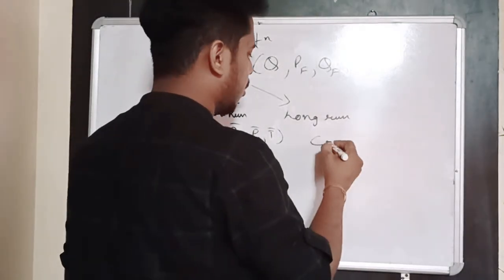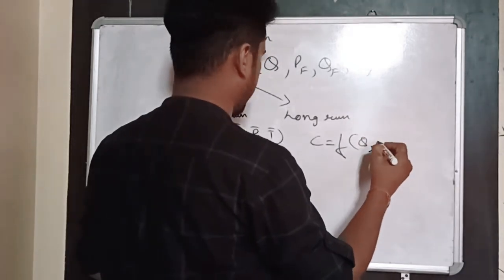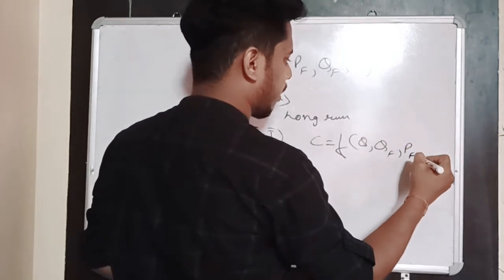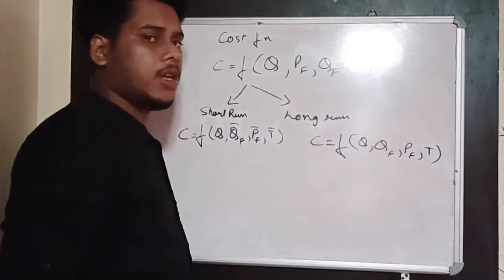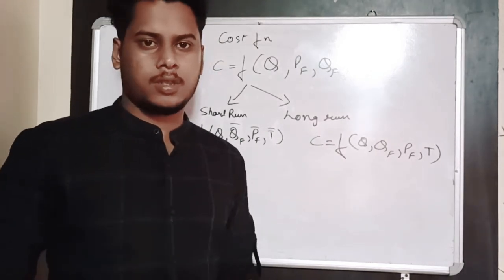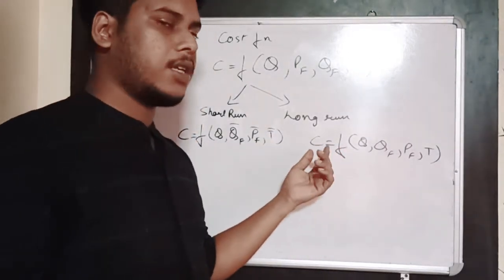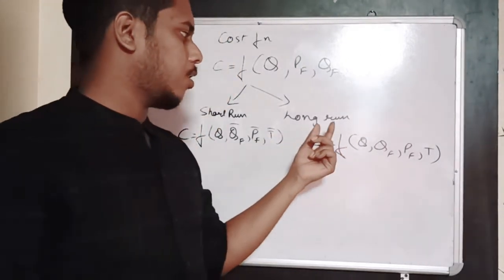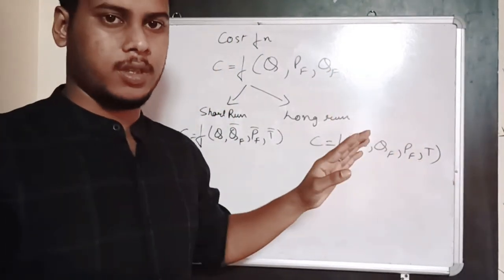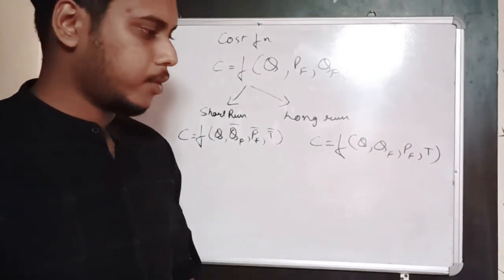And in the long run, cost function looks something like this. Here all the factors or all the determinants are variable. Long run is a time frame where all the factors can be changed, or all the determinants of cost can be changed. So a long run cost function shows the relationship of cost with all the factors, and nothing is kept constant over here. All the factors or all the determinants of cost can change. Okay.